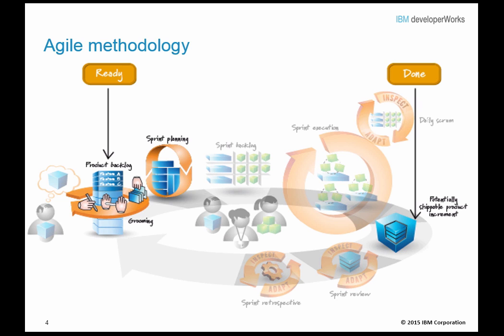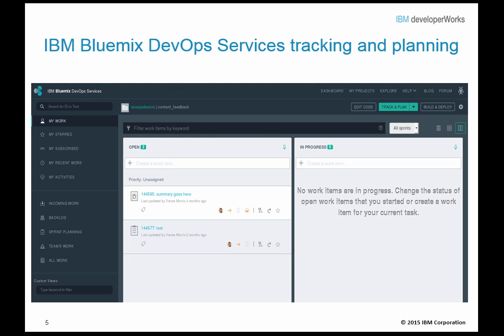Agile teams require a collaborative environment to plan and track their work during a cloud application development project. IBM Bluemix DevOps Services track and plan feature is used to manage a team's work throughout a project, including product backlog, sprints, work item status, priorities, effort, work assignment, and progress towards team's objectives.